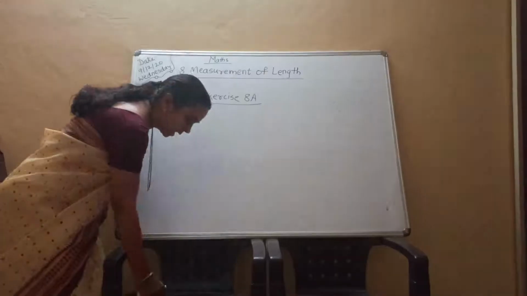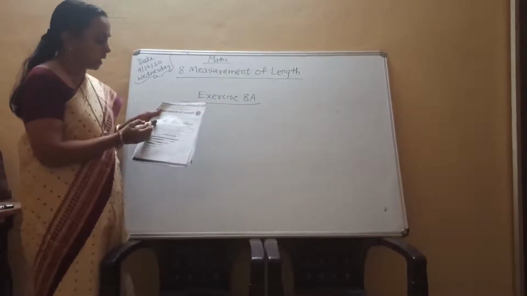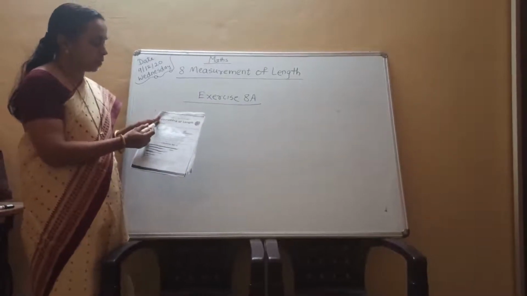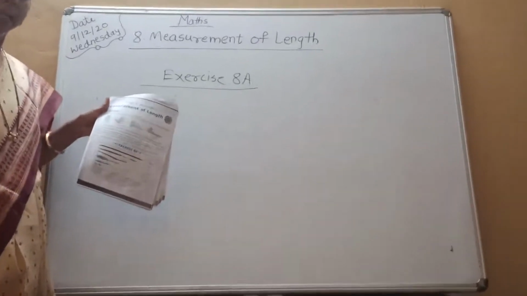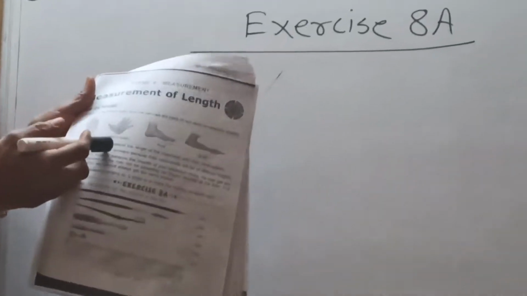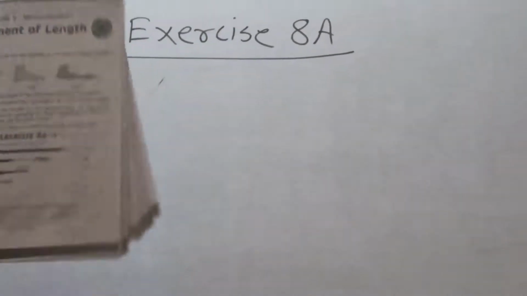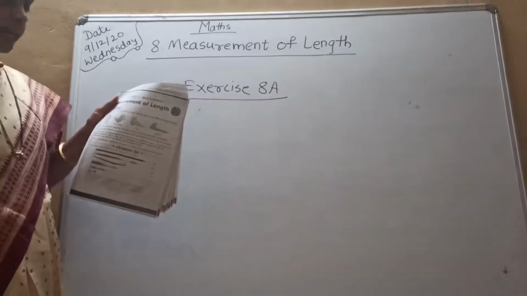Now see your page number 107. So you can see here some figures. What is this first figure? This is our hand, our fingers. Okay, so how many fingers do we have? We have 5 fingers in our right hand and 5 fingers here. Total how many fingers? 5 plus 5, 10.